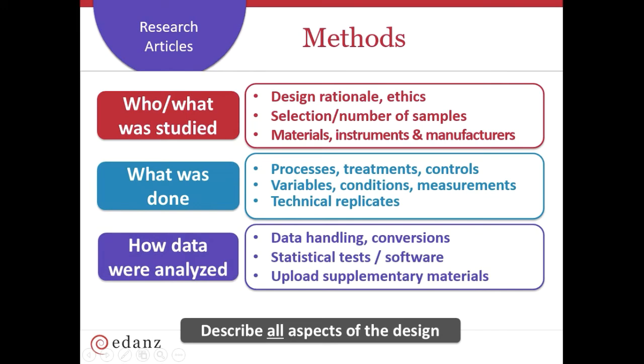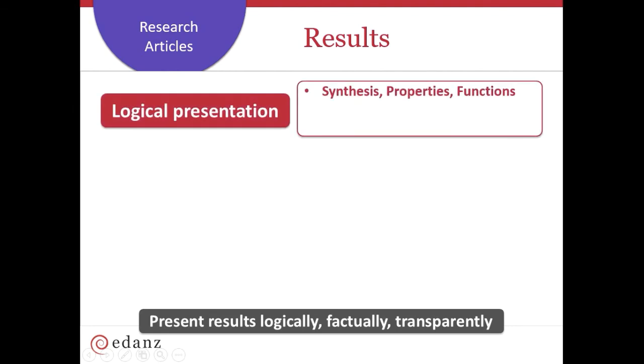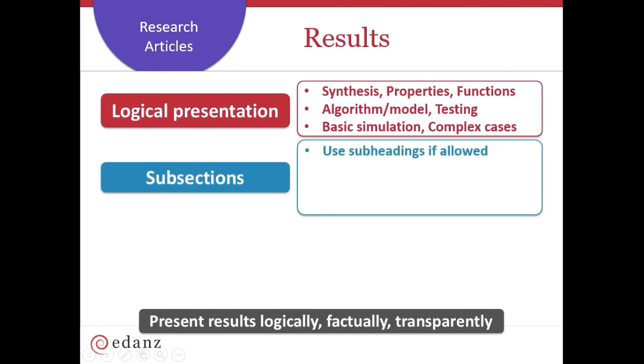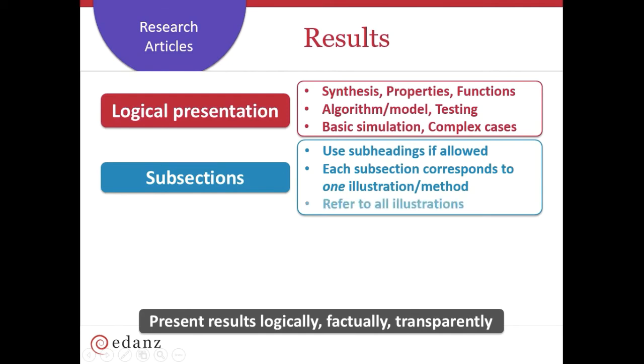The results section depends on the study type and could progress from an initial synthesis, then testing for properties and functions, development of an algorithm or model that is then tested, or simulations with increasingly complex conditions. Use subheadings if allowed, where each section corresponds to a single illustration or method in a logical sequence. Don't forget to refer to all your illustrations without repeating the same information.